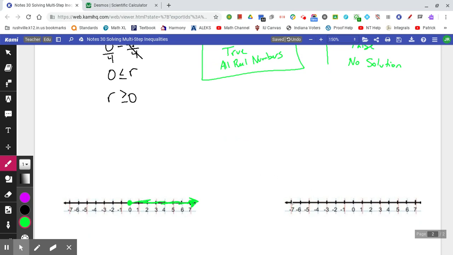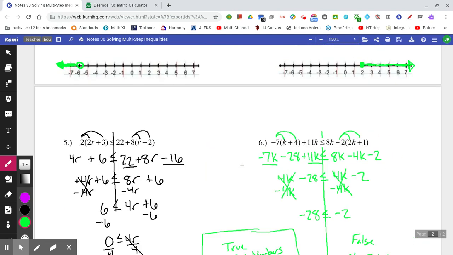So that means that if we need to show what this looks like on a number line, we don't have any boundary points, so we are just going to shade everything. Had it been false and no solution, we would have an empty number line. But since it's true, it's all real numbers, that means we are going to shade the entire number line for our true statement. And there you have it.